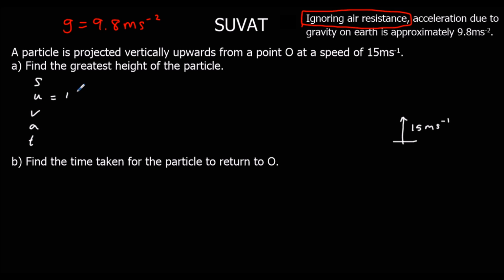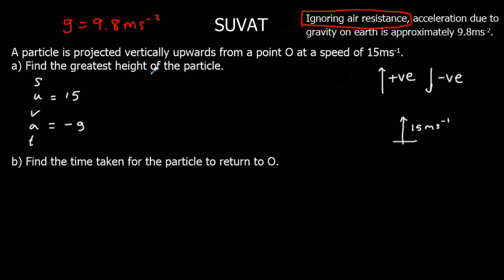So we're going to say u is a positive 15, and g is going to be acting down. So it's not going to keep getting faster and faster going up. It's going to slow down. So we're going to say acceleration is negative 9.8, negative g. Anything going up is positive, anything going down is negative. So the initial speed is positive 15, but the acceleration is negative g, because the initial speed is up and the acceleration is down.